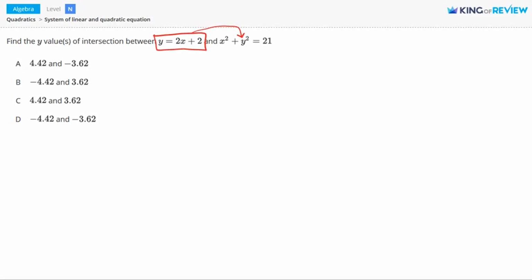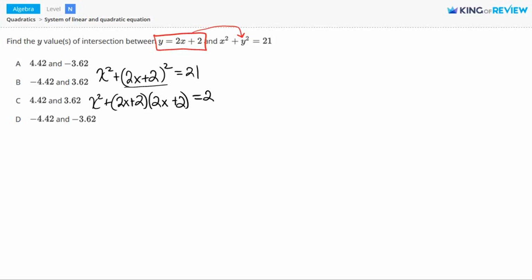So we have x squared plus y squared equals 21. Notice I left an open space for y. Now I'm going to substitute 2x plus 2 in for y. So that part goes in the parentheses. Now let's expand this portion. x squared plus (2x plus 2) times (2x plus 2) equals 21.